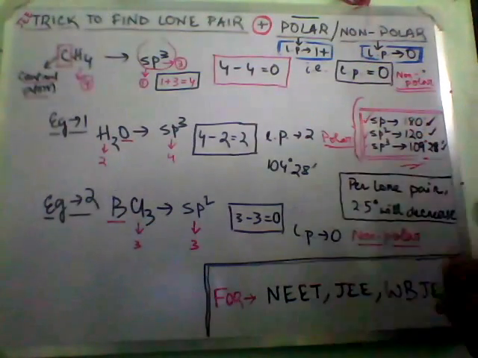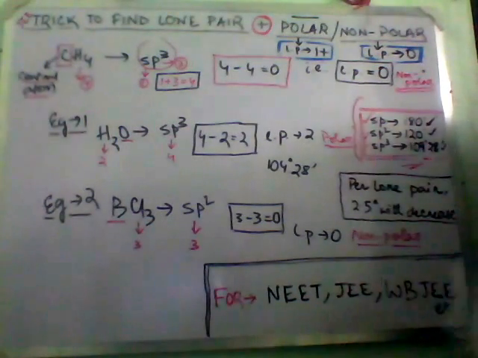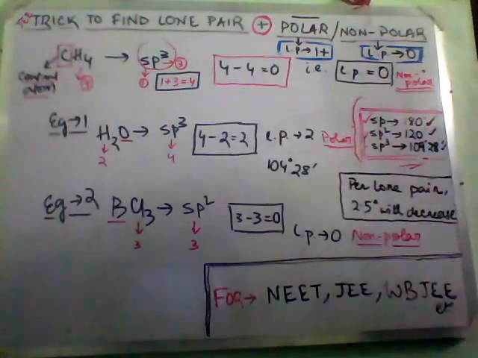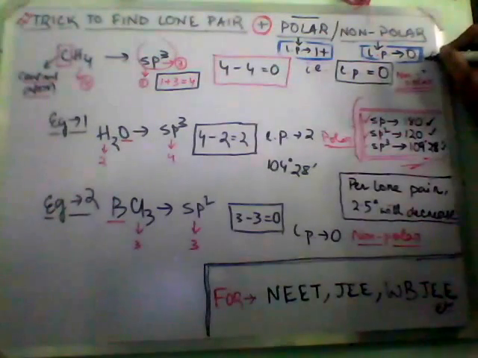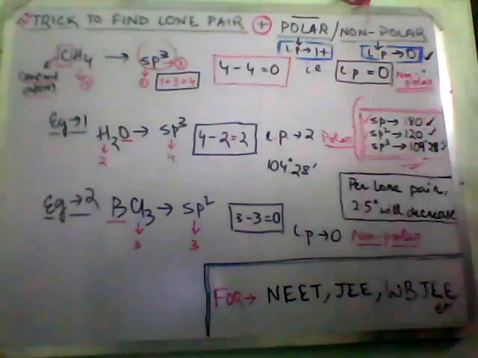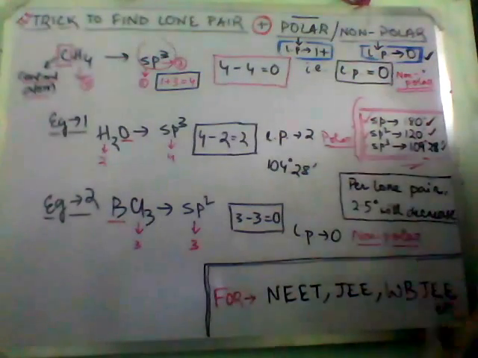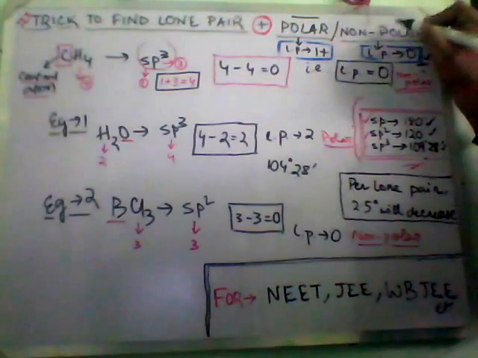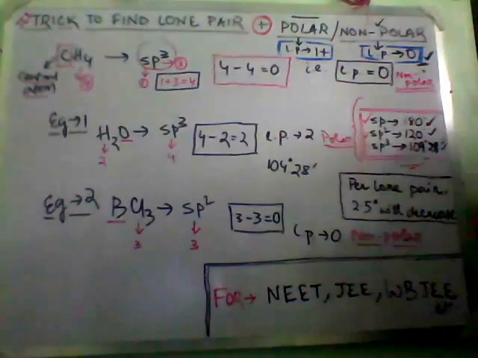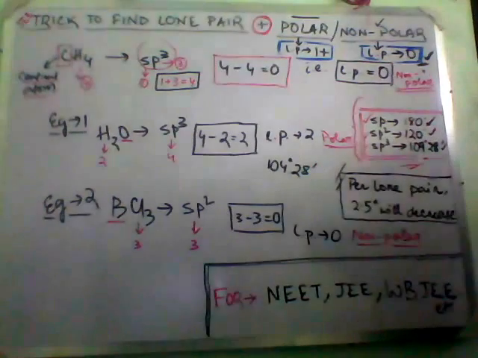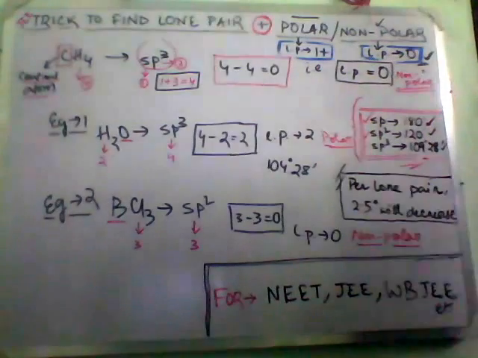Now, how to find whether the compound is polar or non-polar. Mind it, if the lone pair is 0 for a compound, it's always non-polar, and if it's more than 0, it's polar. It may be 1, 2, 3, 4 and so on. Only when it's 0, it will be non-polar. Okay. And another thing, per lone pair. Okay, let me test this one, then I will tell this.